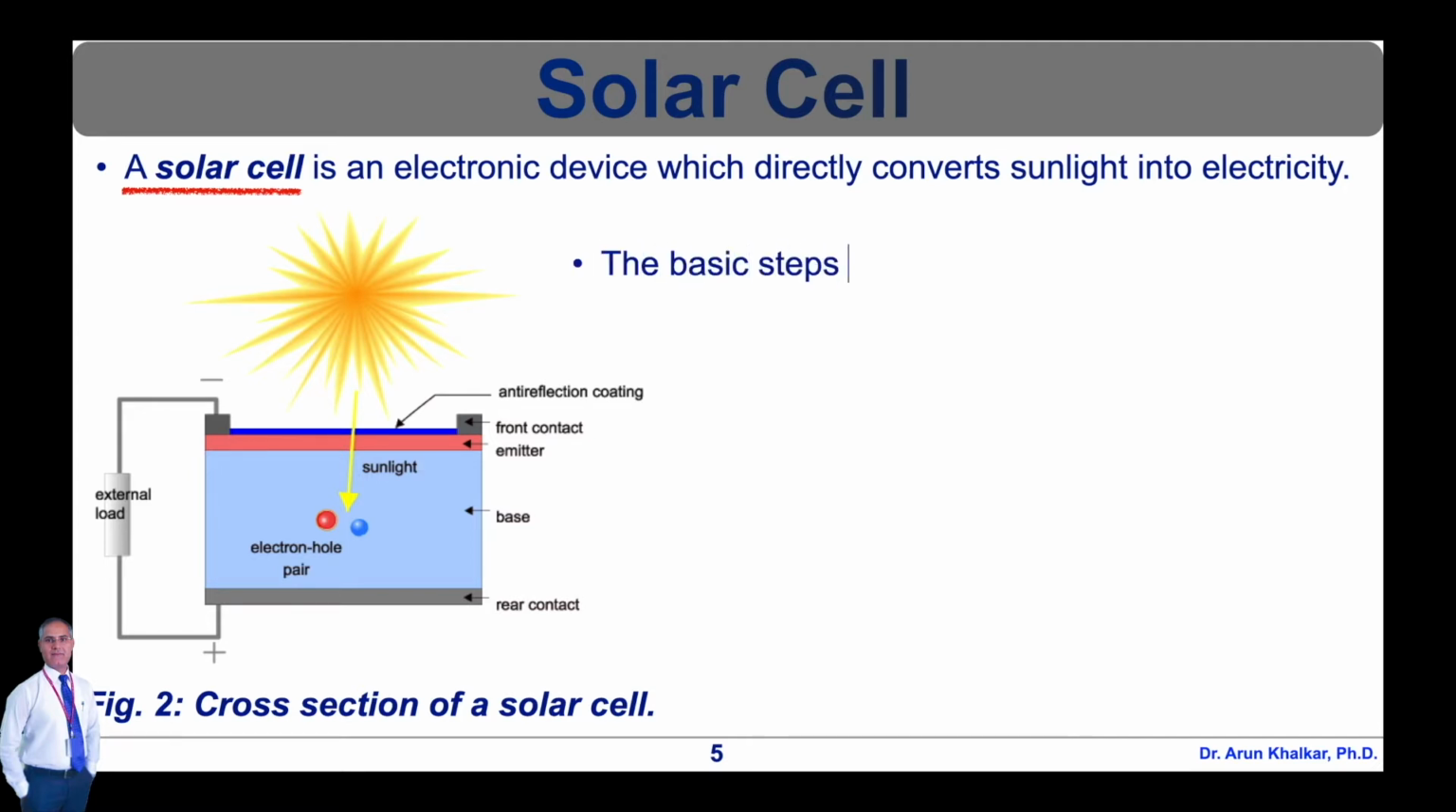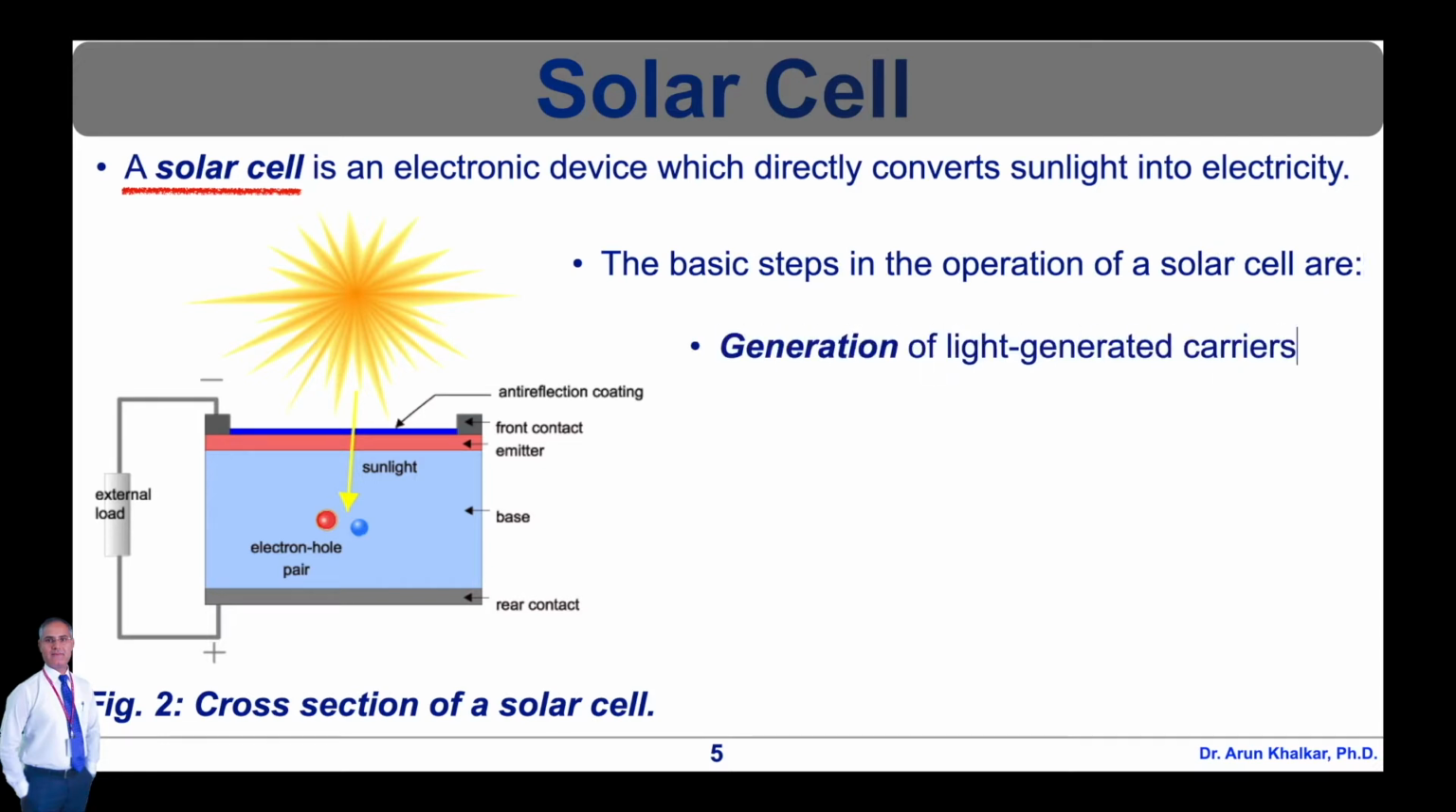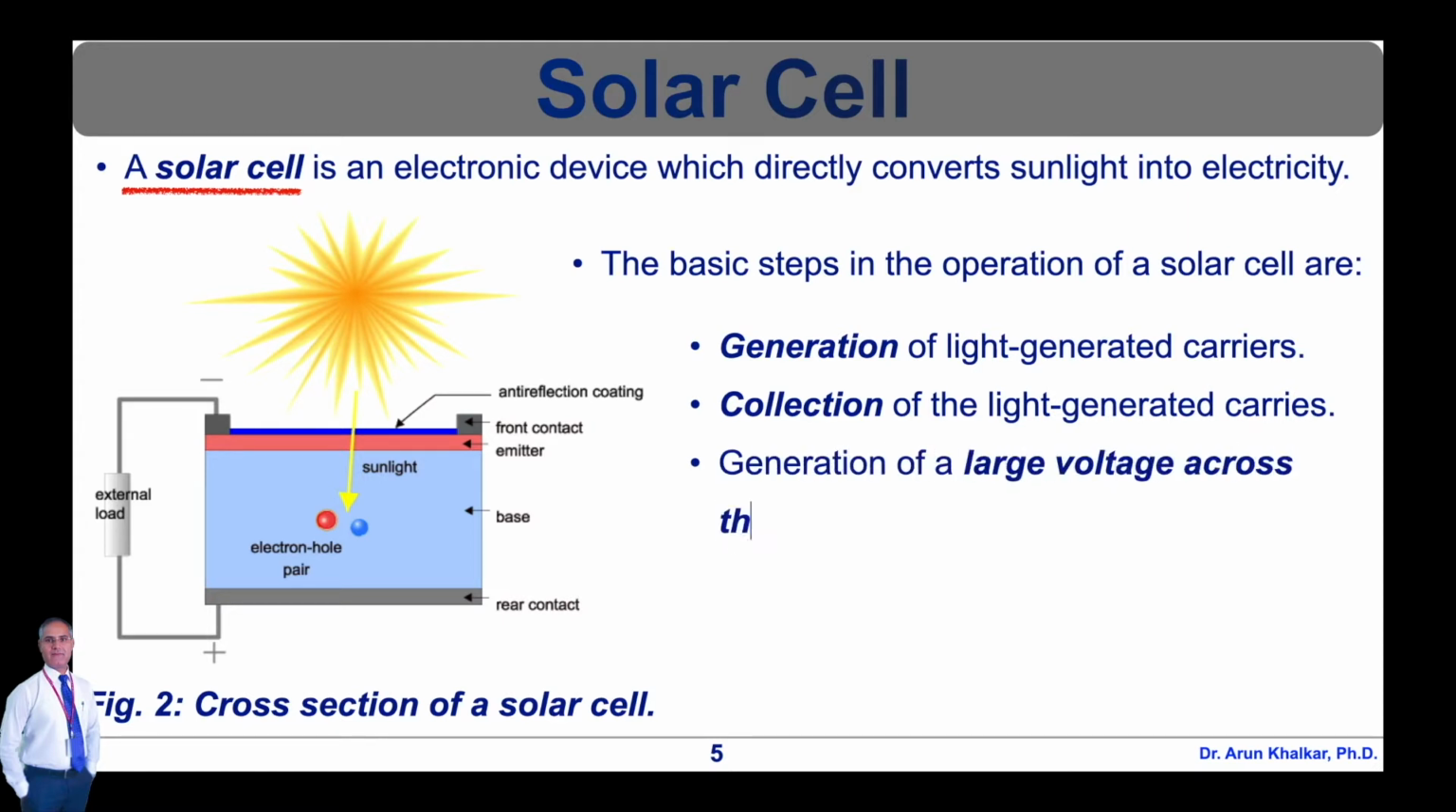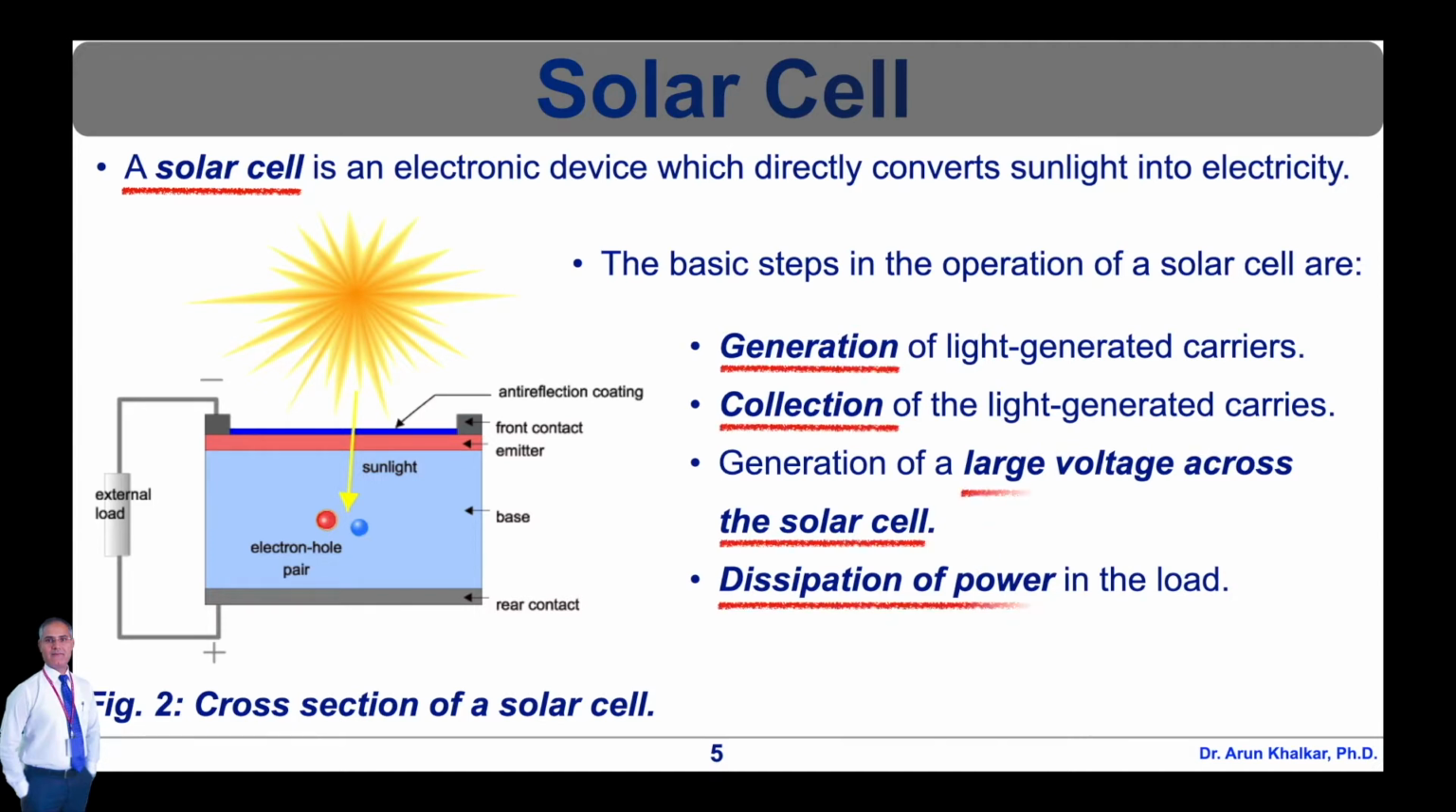The basic steps in the operation of a solar cell are the generation of light generated carriers, the collection of the light generated carriers to generate a current, the generation of a large voltage across the solar cell, and the dissipation of power in the load and in parasitic resistances. So these basic steps are very important in the mechanism of a solar cell.